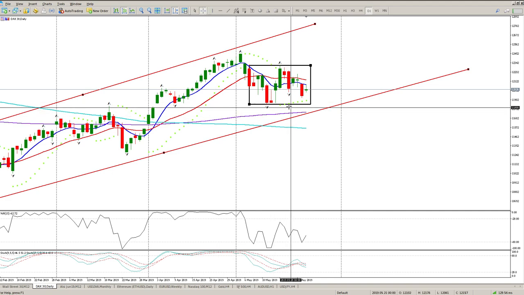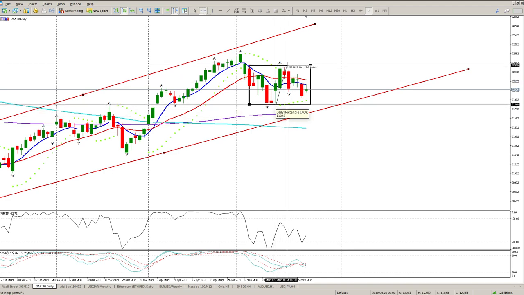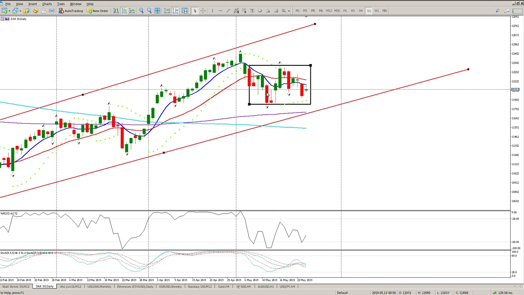So we're wandering in a 460 point range. The thing that really concerns me is moving averages are crossed over and ever so slightly pointing to the downside, although I'm going to err on the side of caution and say they're flat. Nothing to read into the oscillators.